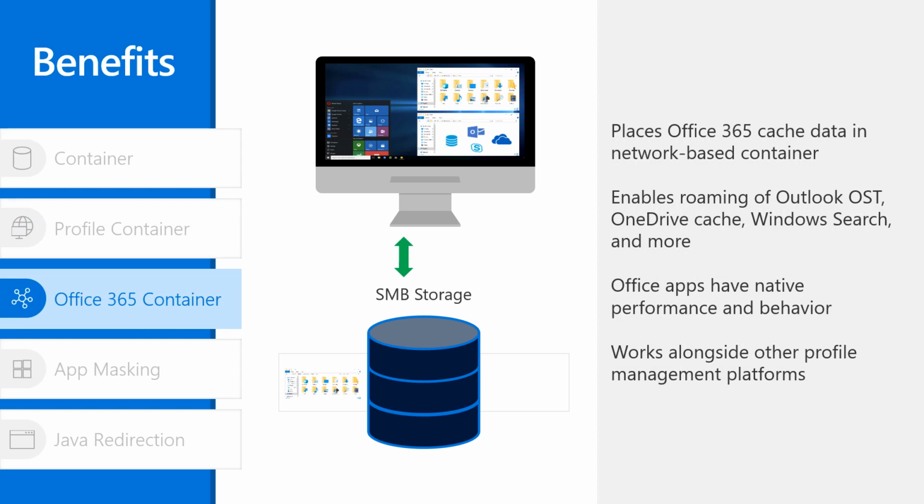The Office 365 container places Office 365 cache data in a network-based container, enabling roaming of Outlook OST, OneDrive cache, Windows Search, and more. Office apps have native performance and behavior and work alongside other profile management platforms.